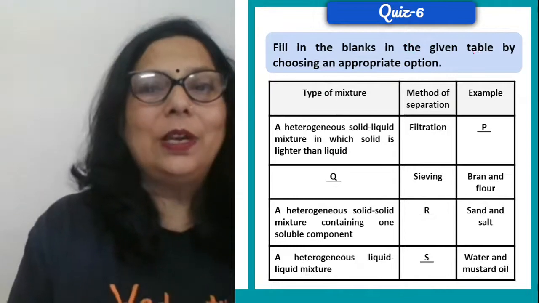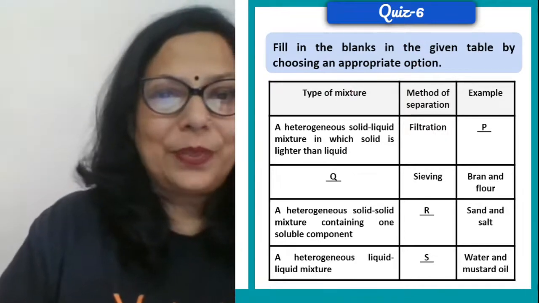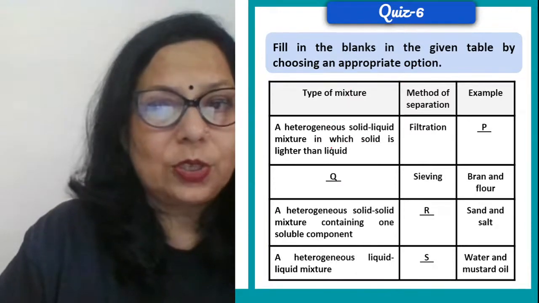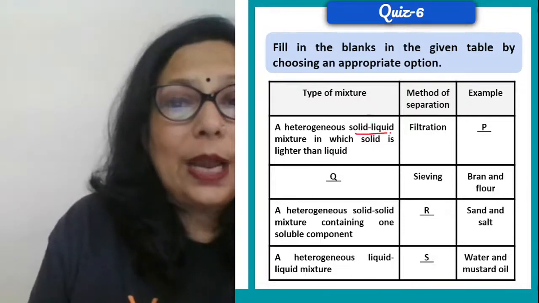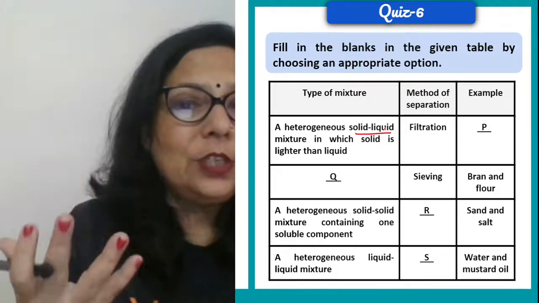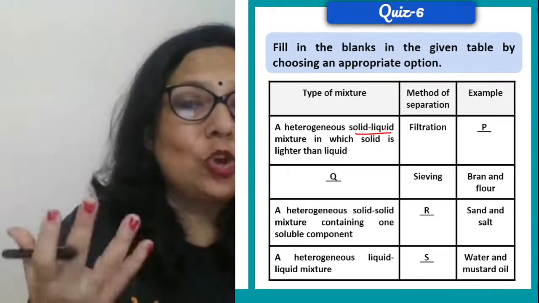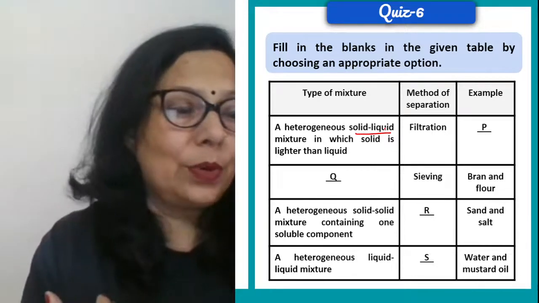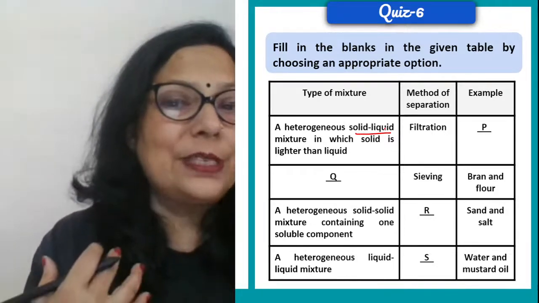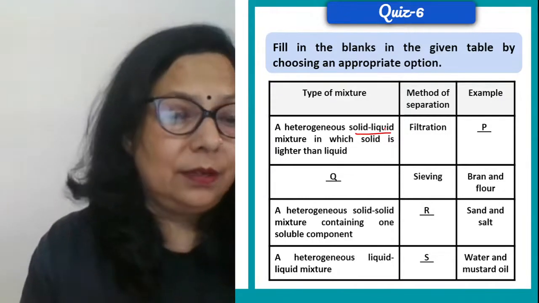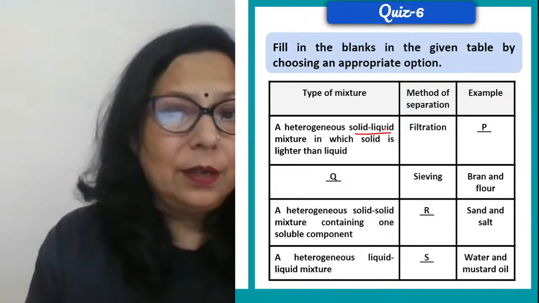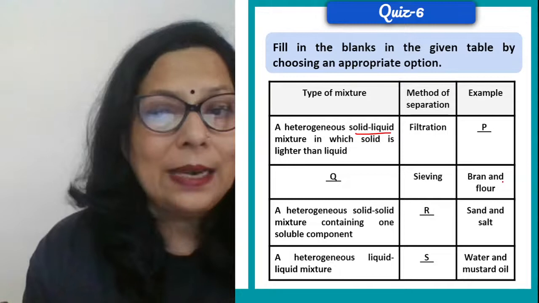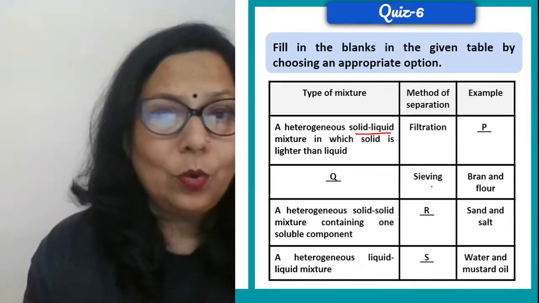Fill in the blanks in the given table by choosing an appropriate option. Type of mixture. It is a heterogeneous solid liquid mixture. Solid और liquid का heterogeneous जो नजर आ रहा है, in which solid is lighter than liquid. Solid float कर रहा है, solid हल्का है, तो आप उसको कैसे सेपरेट करोगे? आप ऐसे समझ लो जैसे tea leaves in tea. So how do you separate it? ऐसा कौन सा मेथड यूज करोगे अगर ब्रांड एंड फ्लोर है? Yes, bran and flour, sieving.